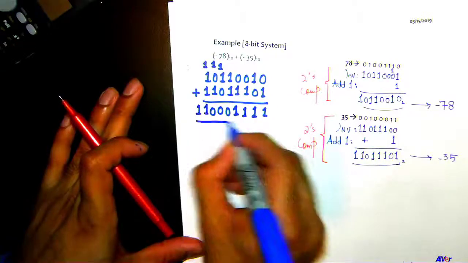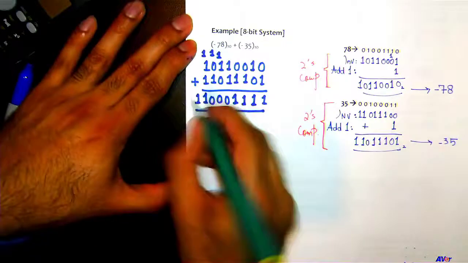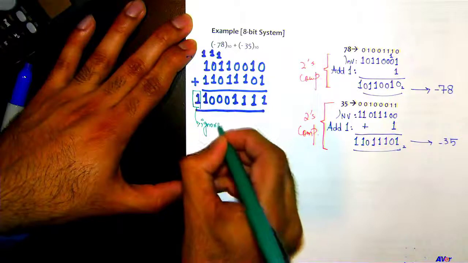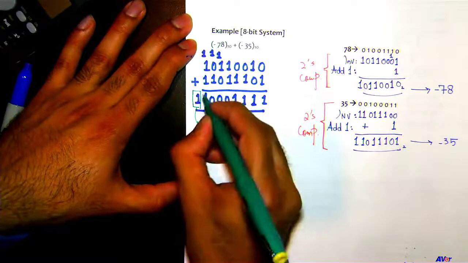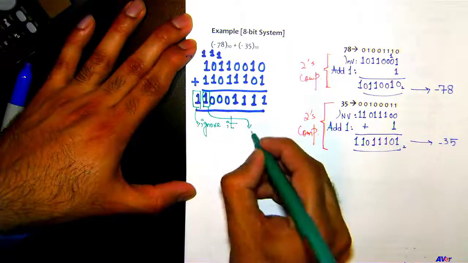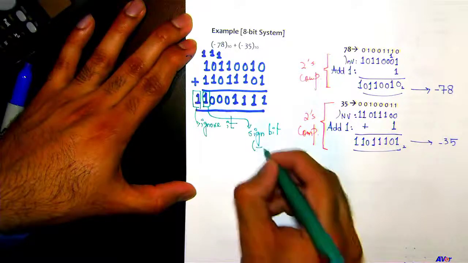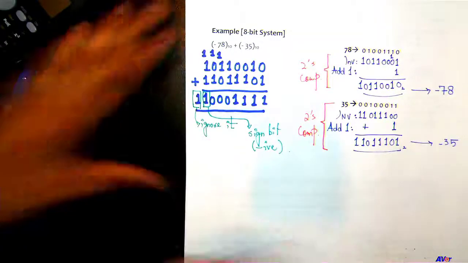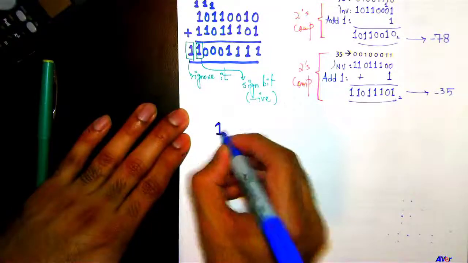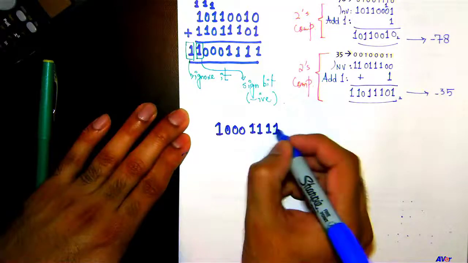Okay, all right. What do we do with this bit right here? Ignore it. Okay. What is this bit right here? This is the sign bit, and it's a negative number. Okay, so therefore, we're going to have to take the 2's complement again. So let me rewrite that number. 1, 0, 0, 1, 1, 1. Okay, all right.